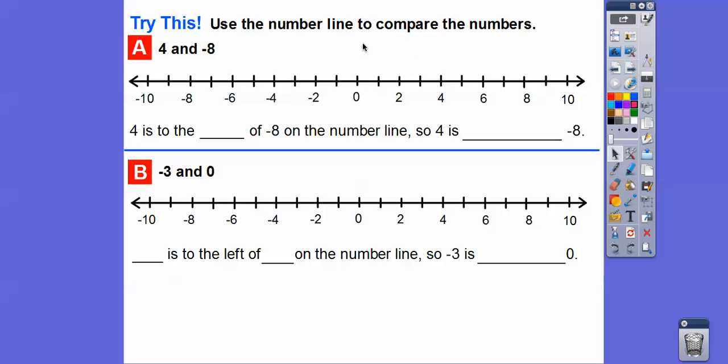So let's try this. Use the number line again, and we'll compare the numbers. We'll put a dot on 4 over here, and then a dot on -8 right here, and then we just have to see which one is to the right or to the left. Here this one's kind of backwards. It says 4 is to the blank of -8. Okay, 4 is over here, to the right of -8. So since it's to the right of -8, it's going to be greater than, because the farther you go to the right, the greater the numbers will be.